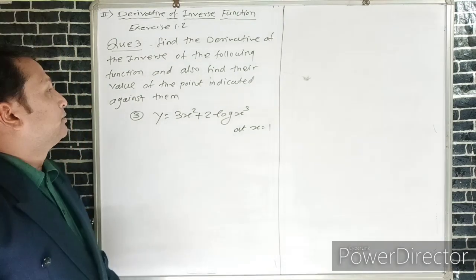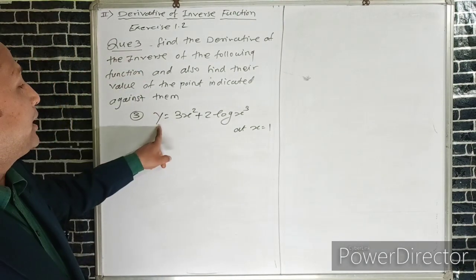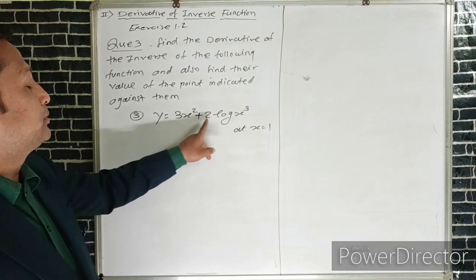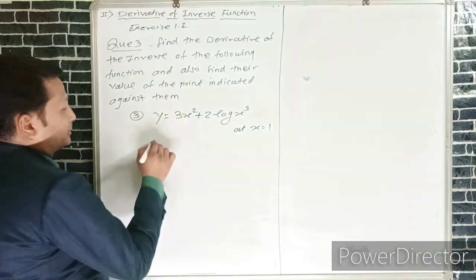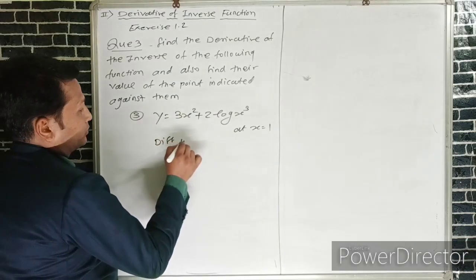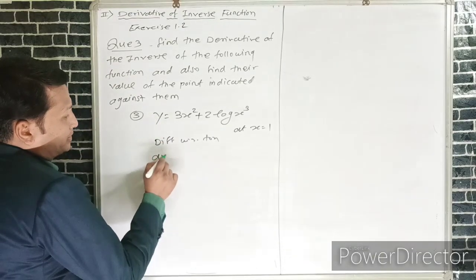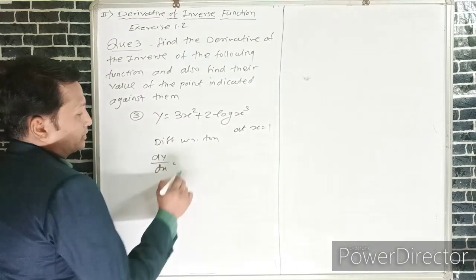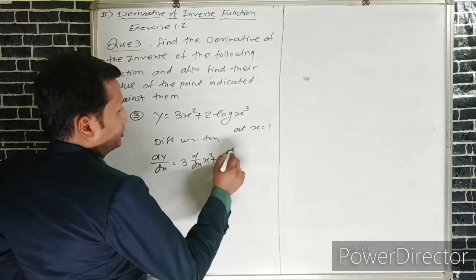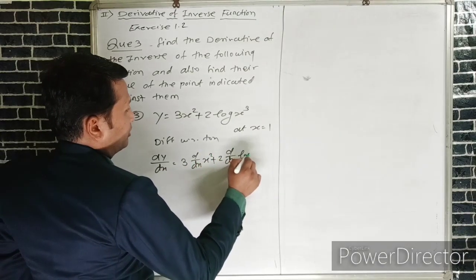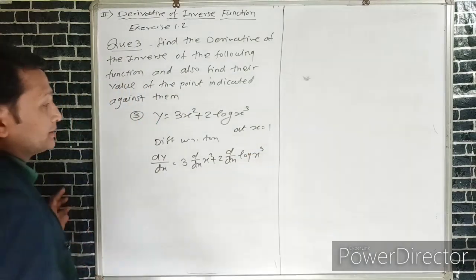Now again we have to find the derivative of the inverse function, where y = 3x^2 + 2 log(x^3) at x = 1. First we differentiate the given function with respect to x. The derivative of y is dy/dx. 3 is a constant, we have to find the derivative of x^2. 2 is a constant, and then the derivative of log(x^3). This log(x^3) we can write as 3 log x.